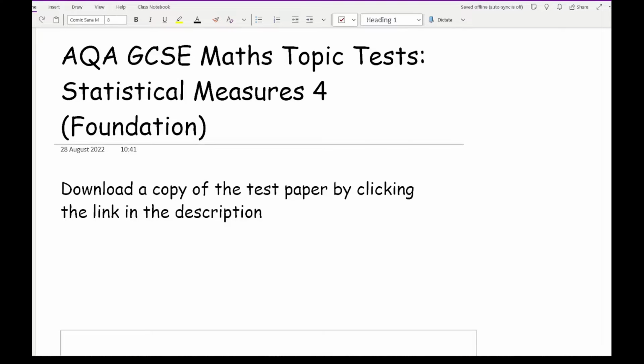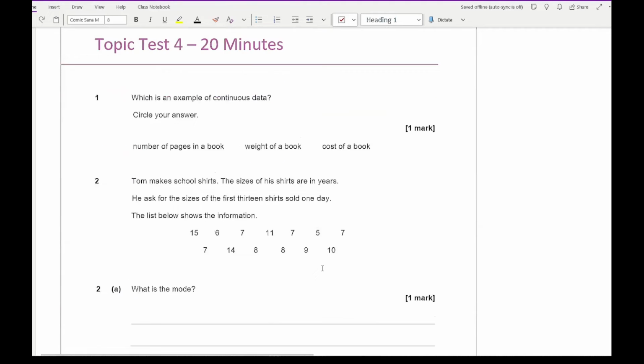Now it's worth noting before we get started working through these tests that there is no indication about which questions refer to a non-calculator or a calculator paper. So what we'll do is we'll just make sure that we're showing full working out so that if it is on a calculator paper, it's just going to be a little bit easier to work out, but also potentially worth less marks. So let's get started on question 1.